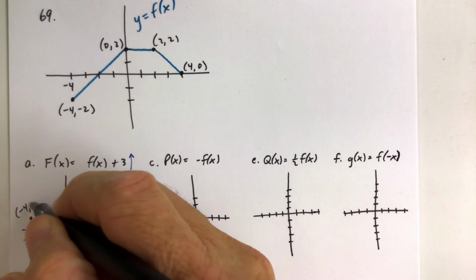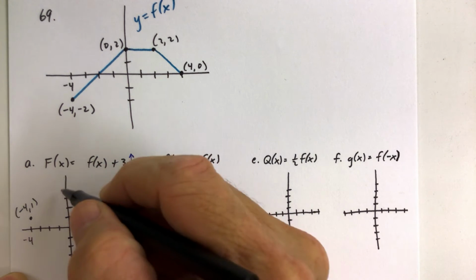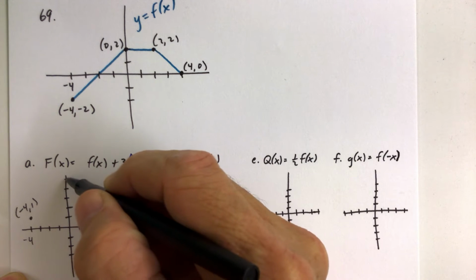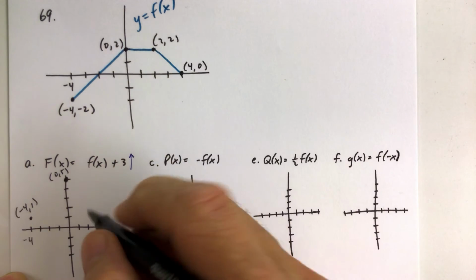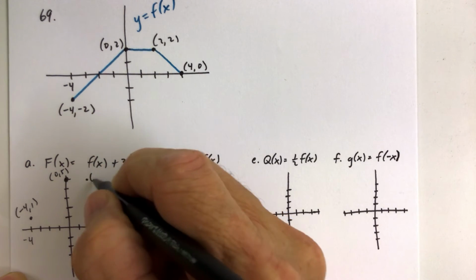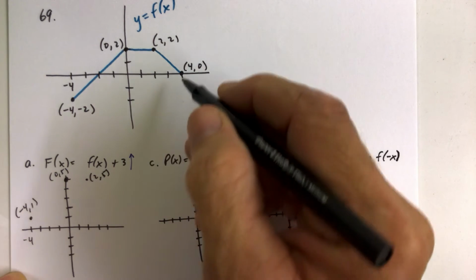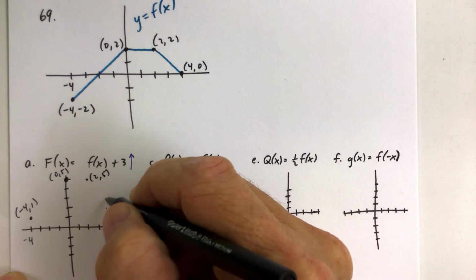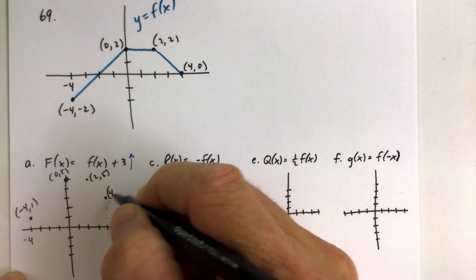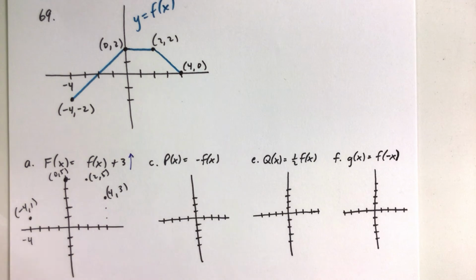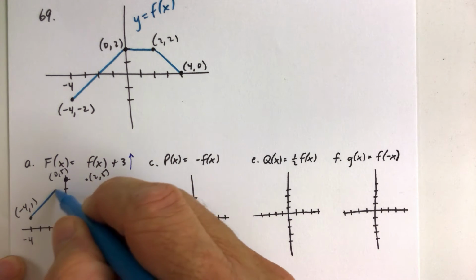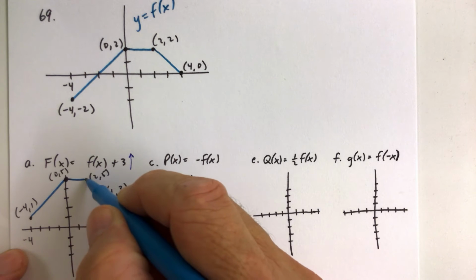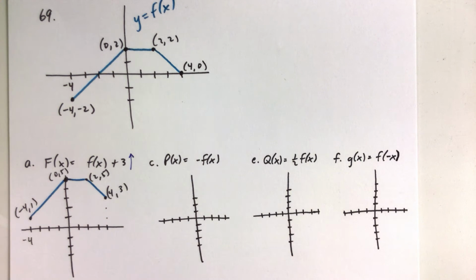So we have -4, 1, and then 0, 2, moving up 3 becomes 0, 5. And 2, 2 becomes 2, 5. And 4, 0, up 3, 1, 2, 3 becomes 4, 3. So that's all that means. And if we connect the dots, we have a new graph that has the same exact shape as the old graph, but it's been translated up 3 units.